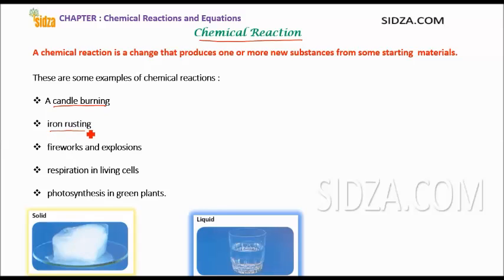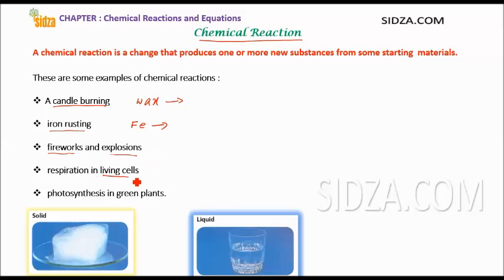In the rusting of iron, from iron you get the ferric oxide, which is a new compound. A candle, which is formed of wax, reacts with the atmospheric oxygen and forms the carbon dioxide and the water molecules with the release of energy. So this is again a chemical reaction. Explosions and the fireworks that we do, again these are chemical reactions.